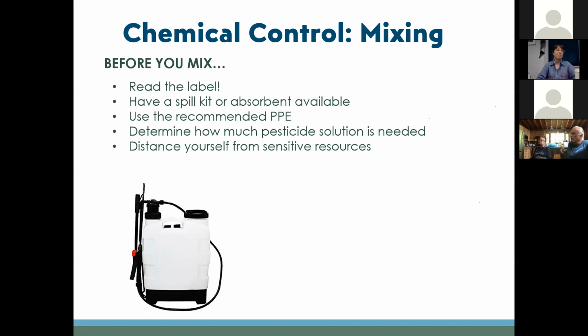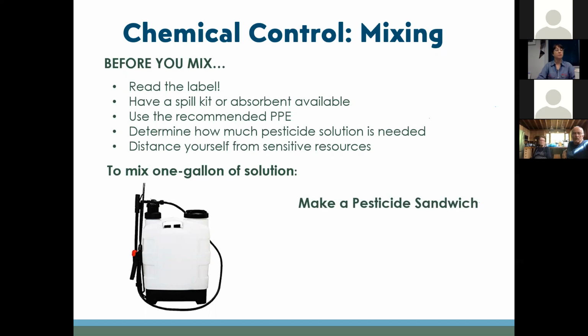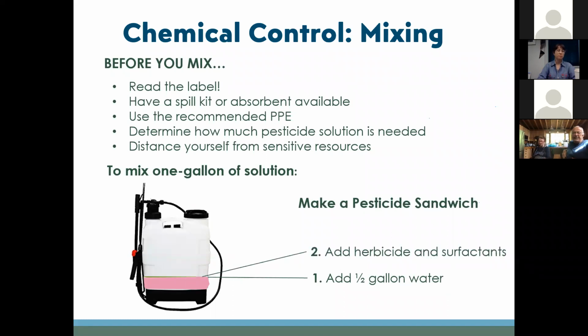And when we mix our product, we typically do what I call making the herbicide or the pesticide sandwich. So what we recommend is starting with half the volume of your diluent, which would be water, adding your herbicide product, and then finishing it off with water. This will help ensure that you're mixing the proper quantity of overall solution, and it can aid in mixing.